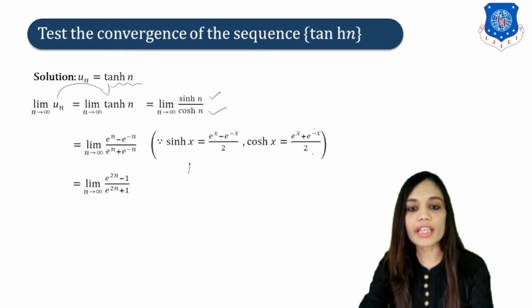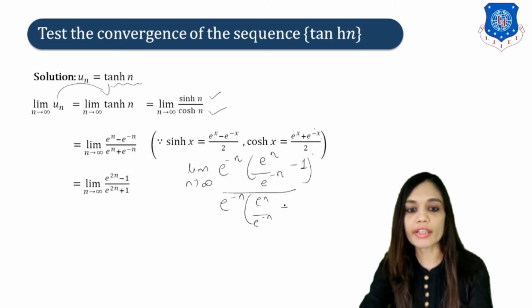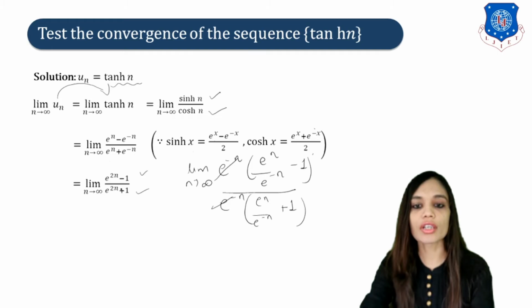So on taking out common, you will get limit n tends to infinity e^(-n) times (e^n upon e^(-n) minus 1) upon e^(-n) again common, (e^n upon e^(-n) plus 1). So this will get cancelled out, and you will get what? (e^(2n) minus 1) upon (e^(2n) plus 1).